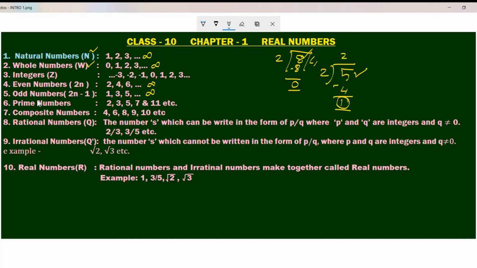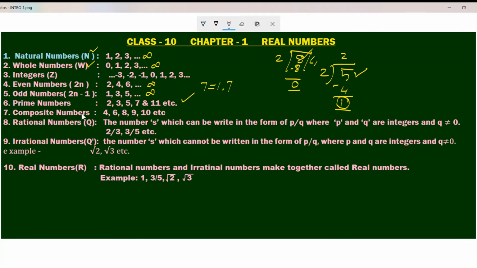Next is prime numbers. We know the prime numbers are the numbers which have only two factors. Those factors would be 1 and the number itself. That we will call prime numbers. Let's take one example. For example, I am going to take 7. What are the factors of 7? 1 comma 7. So 7 has only two factors. Those factors are 1 and the number itself. So we can call 7 a prime number.